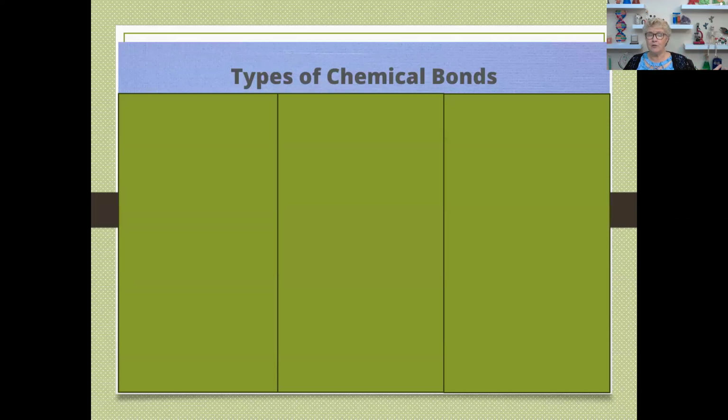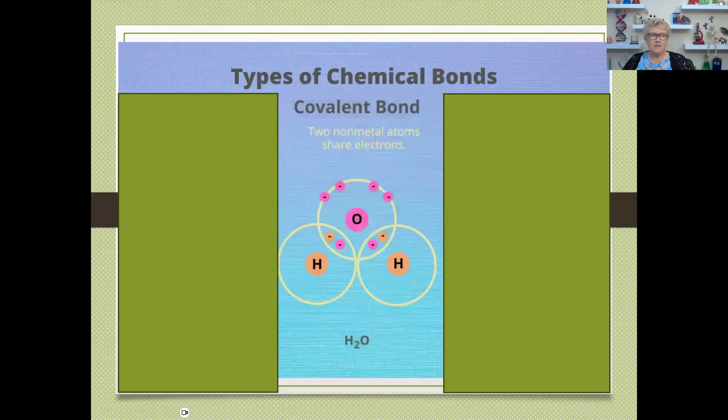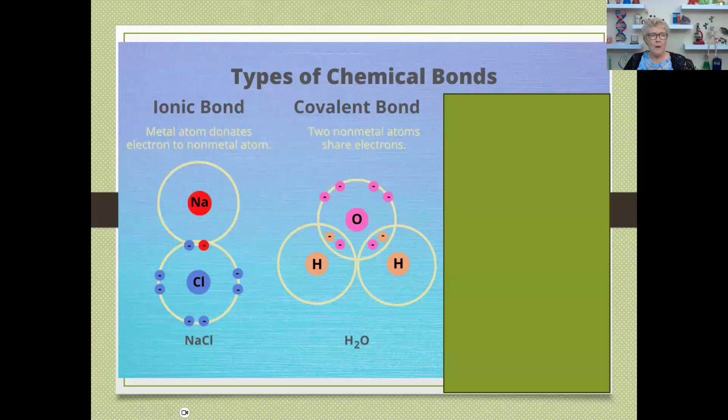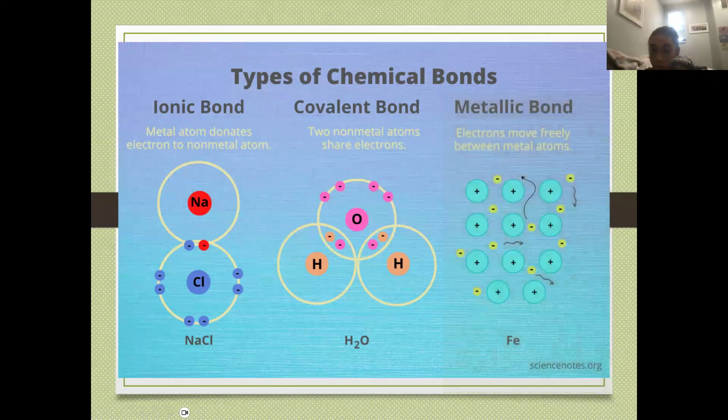Somebody tell me one of the 3 kinds of bonds that atoms can form with one another. Andre? Covalent. Covalent bonds. That's where 2 nonmetal atoms share their electrons. What's another one? Mason? Ionic bonds. Yeah, ionic bonds is where a metal donates an electron to a nonmetal. And then what's the last one? Cecilia? Metallic.